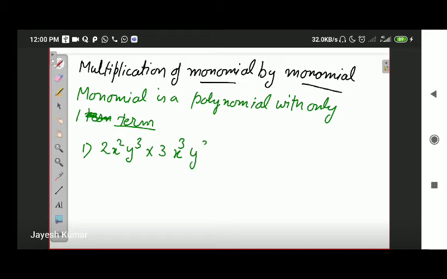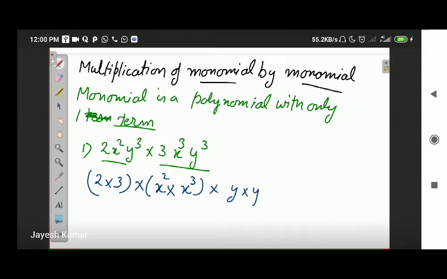In order to multiply two monomials, first of all we separate the constants and multiply them separately. Next we separate the same type of variable. We take both x together, and then both y together. This is power 5, sorry.